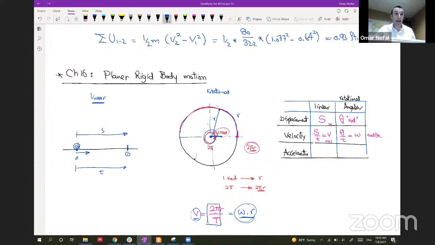And the acceleration is equal to v over time t, and it's meter per second squared, and we call it a. And for the angular acceleration, it's omega over t, and this is equal to alpha. And this is radian per second squared.